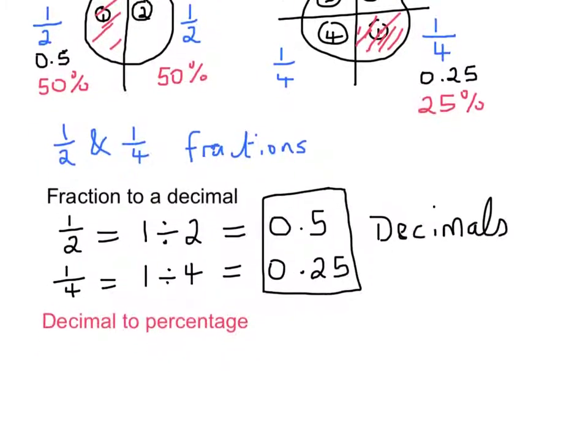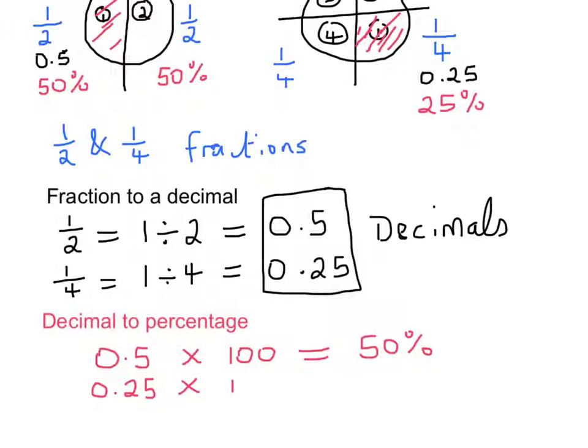So if I move down here, let's look at what you do to convert a decimal to a percentage. Let's say the decimal number is 0.5, and if I want to convert that to a percentage, all I have to do is take the decimal and multiply it by 100. Because remember, one circle represented 100%. So if I do that, I'm going to get 50%. Likewise with 0.25, if I want to convert the decimal 0.25 to a percentage, all I have to do is multiply it by 100. So the answer turns out to be 25%.